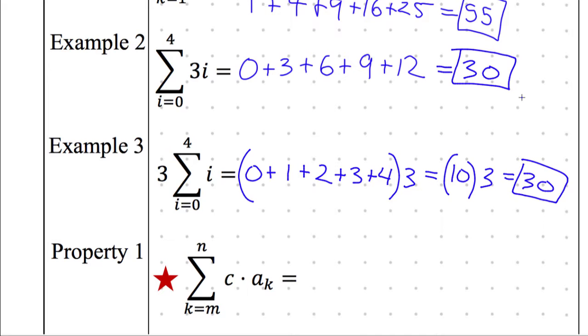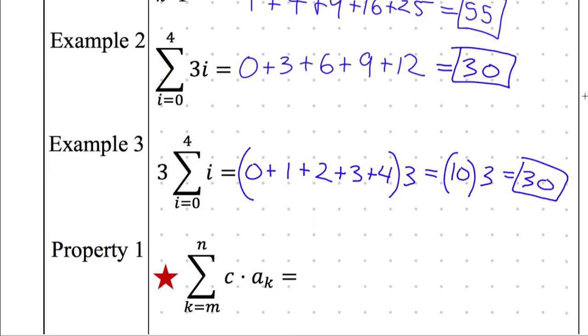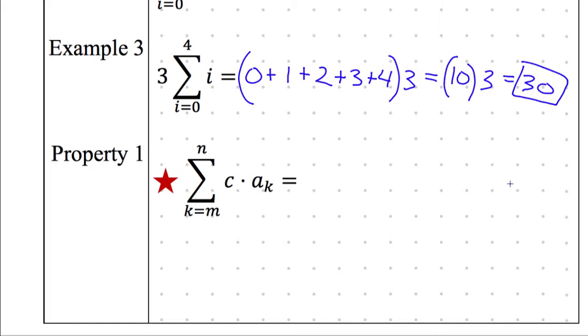So property 1. This is a property that you will need to know about sigma notation. So if I have some c that I can factor out, c has been factored out. That means I can pull it outside of the sigma notation. So that c is being pulled out, whatever the factor was. In this case, c is just a number.